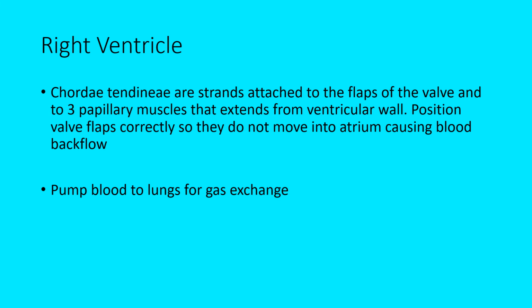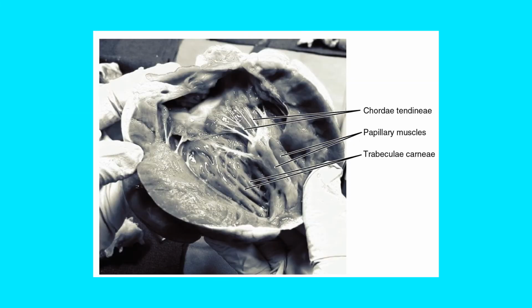There are those strands. One end is attached to the flap, and then the other end is attached to a muscle that's known as papillary muscles. If you do a heart dissection, you can usually very easily see these. So what is the right ventricle going to do? It's going to pump the blood to the lungs for that gas exchange to occur.